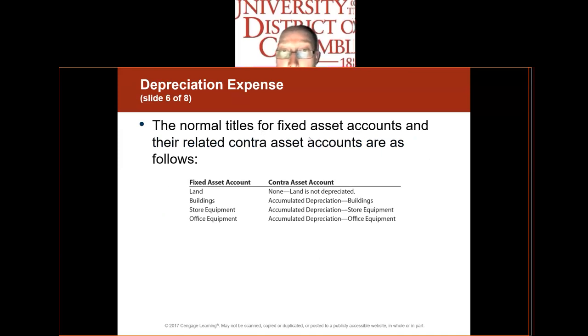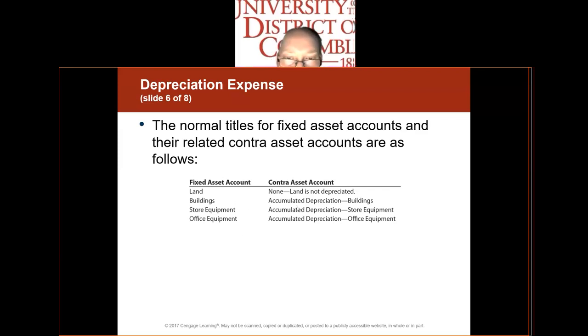The normal titles for fixed asset accounts and related contra accounts are as follows. Land, there is none. Land never gets depreciated. So if there's a question about land being depreciated, it doesn't. Buildings, equipment, those types of things, those dump trucks, which is equipment, the plant itself, those get depreciated.